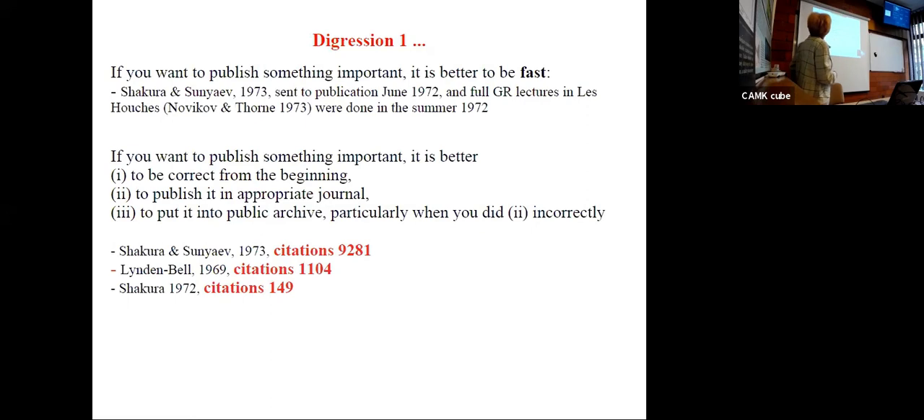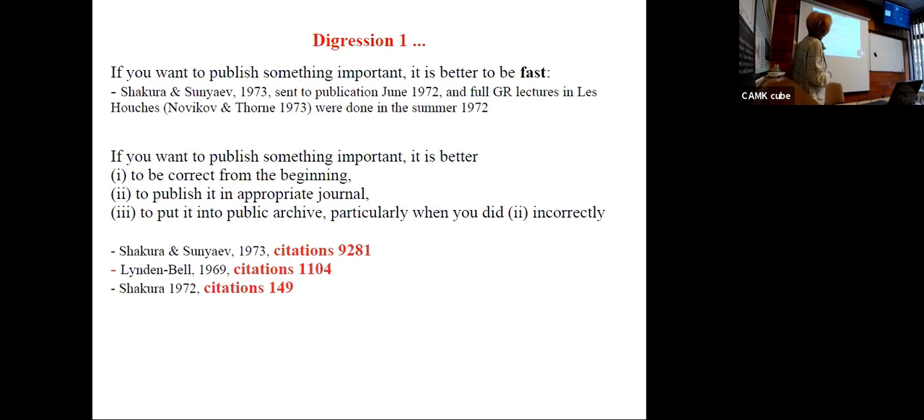And well, this is a digression. There will be digressions from time to time, because I think it's important to have some distance from things, or some historical remarks or whatever. So, first digression: two papers were published in 73.